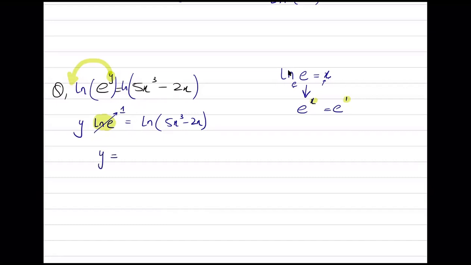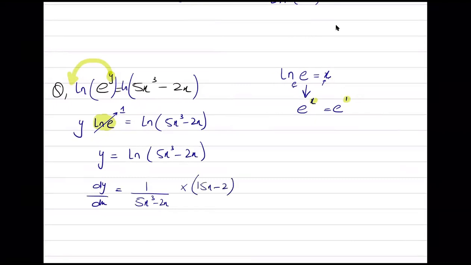So this gives you your equation y equals ln of 5x cubed minus 2x. Now you can differentiate this happily. dy by dx is going to be 1 over 5x cubed minus 2x times 15x squared minus 2. Great. So that's our final answer, 15x squared minus 2 over 5x cubed minus 2x.